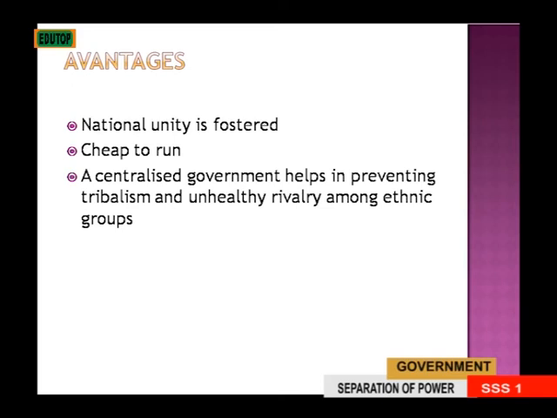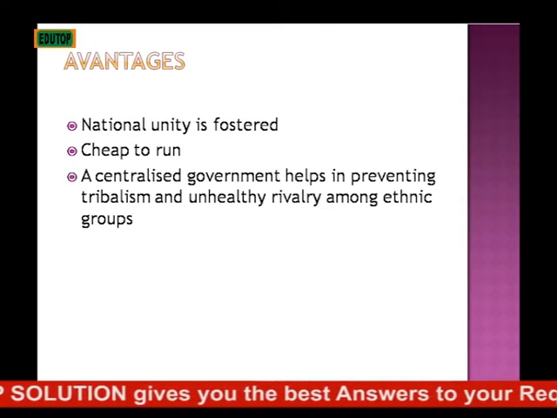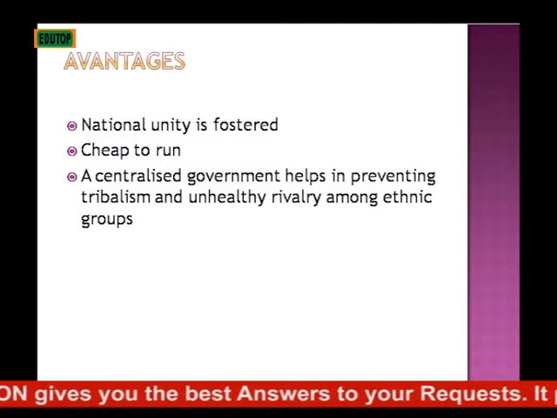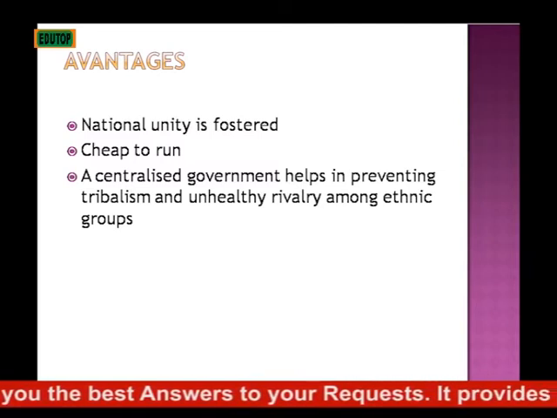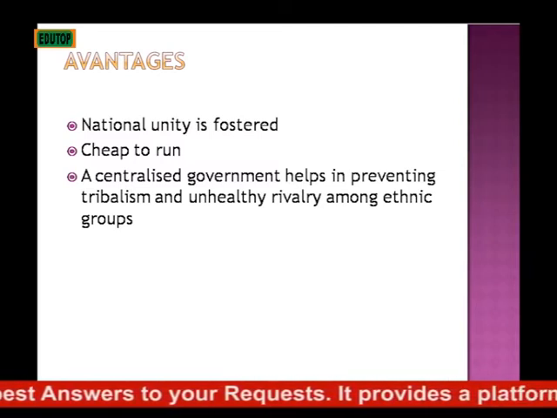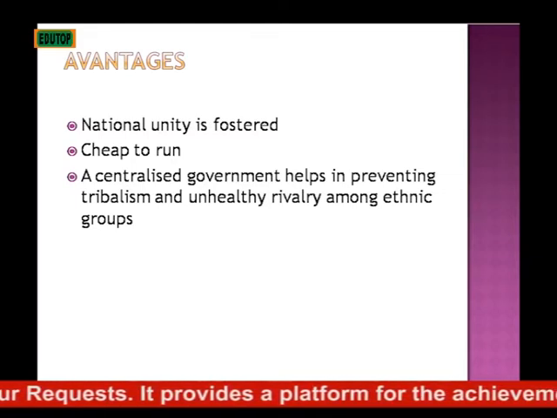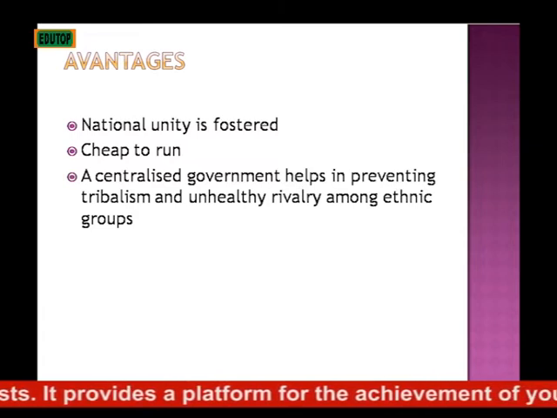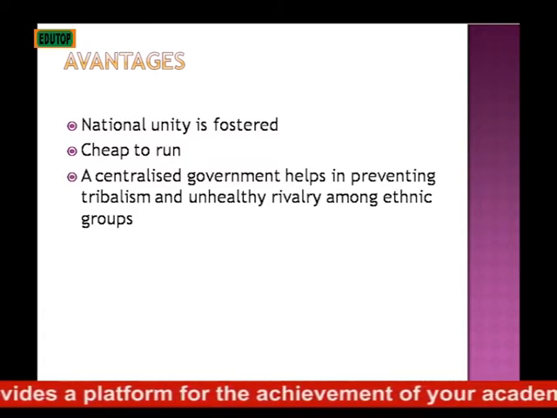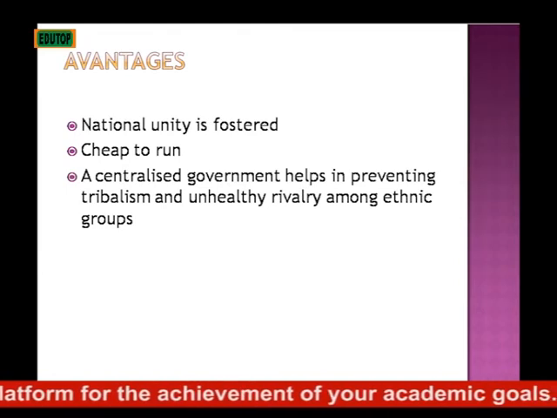National unity is fostered. When power is concentrated, it makes for national unity. It is cheap to run when power is concentrated in the middle. Again, a centralized government helps in preventing tribalism and unhealthy rivalry among various ethnic groups, because power is concentrated in the middle. So there is no need for unhealthy rivalry.